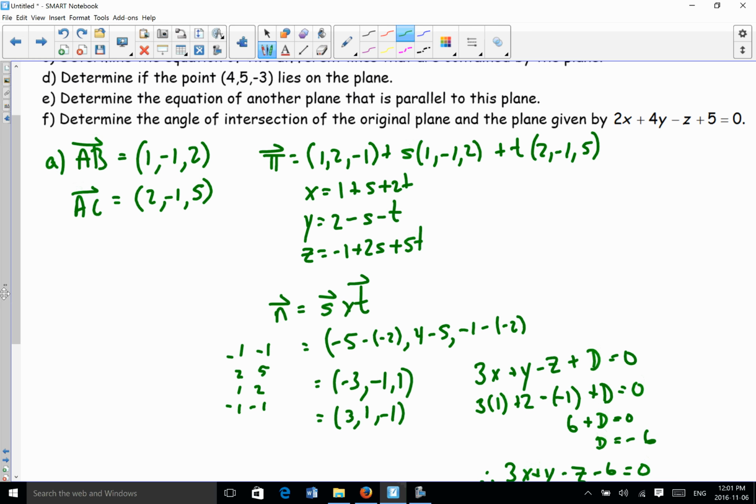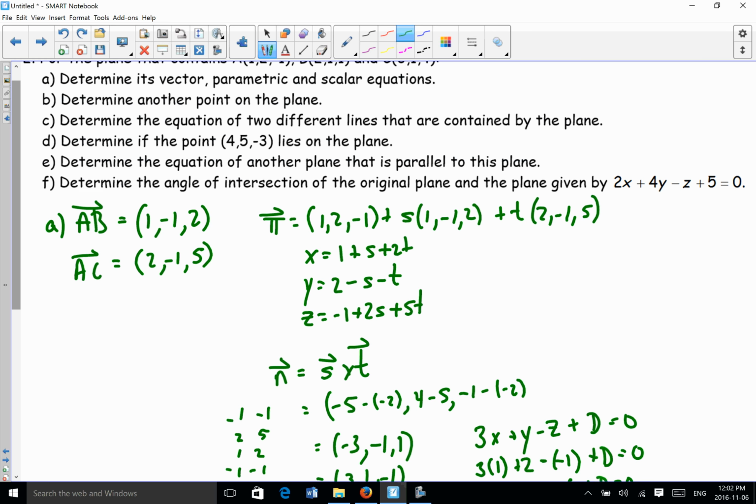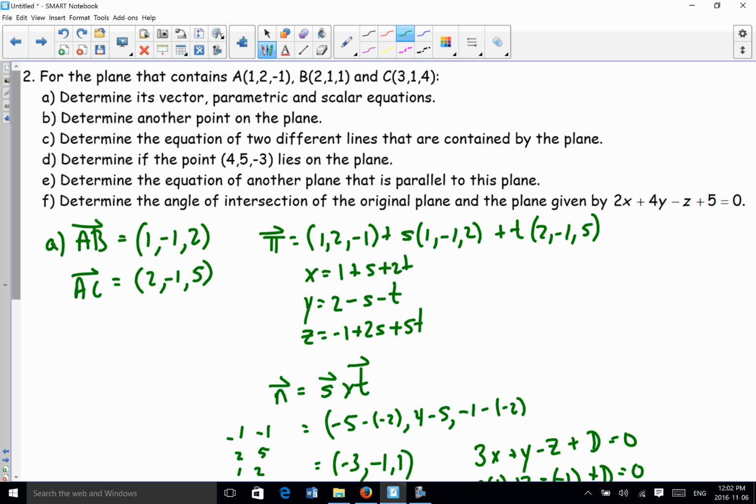Part C. Determine the equation of 2 different lines that are contained by the plane. Well, for a line, we need to have a point and a direction. So let's think about this. We have 3 points, right? I could use A, B, or C. And I need directions on this plane. Well, I already have 2 directions. There's one right here and a second right there. So if I want to make a line, I can do that really quickly, actually. I can use a point.